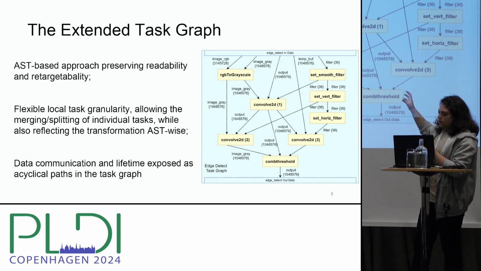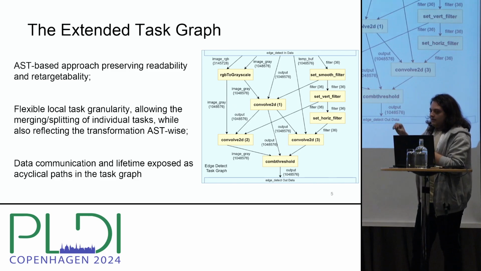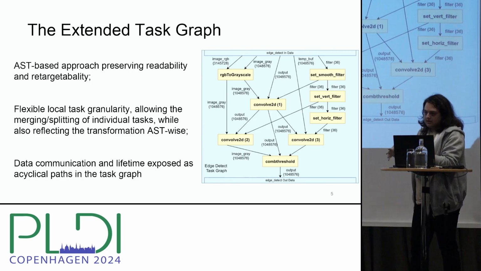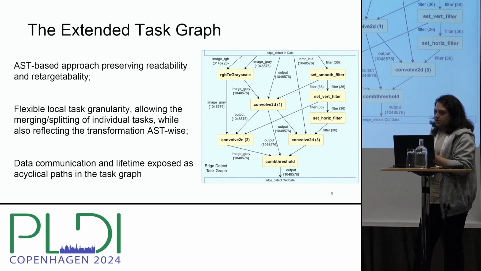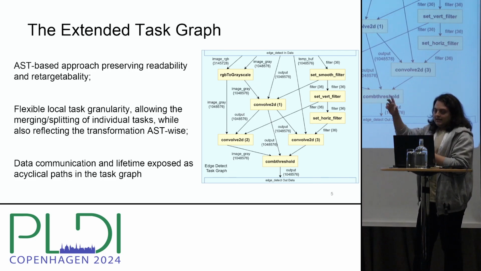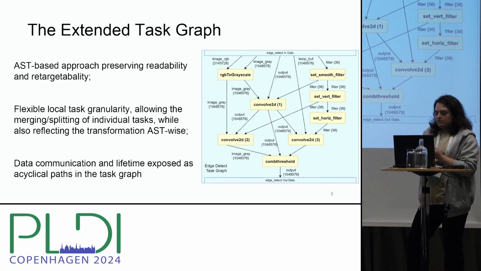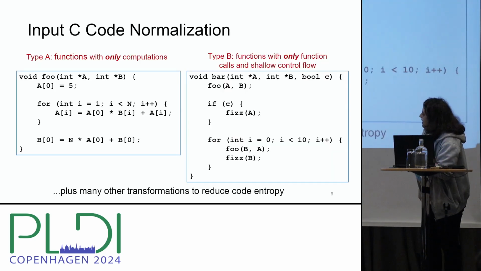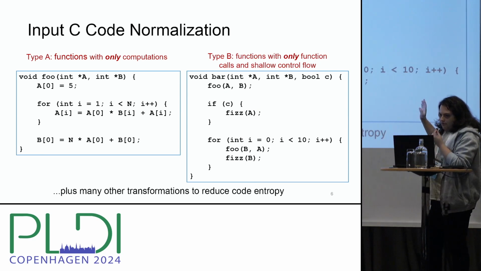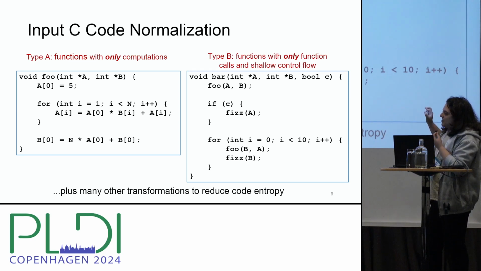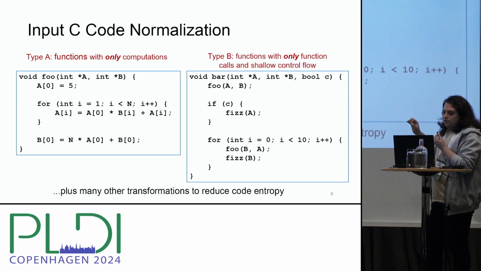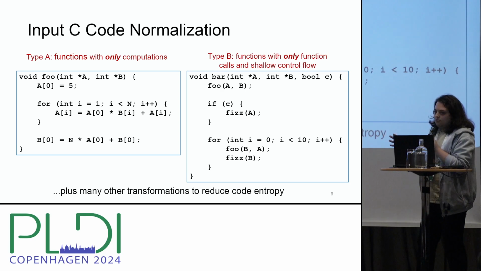And of course, we also want to make data communication between tasks very clear, so that the lifetime of the data shared between tasks is clear to us, because we may be very interested in selecting groups of tasks, or clusters, that share the same data, which is very important when you want to create efficient FPGA accelerators. In order for this task graph representation to be possible, we first need to convert our source code into what we call a normalized C code representation.